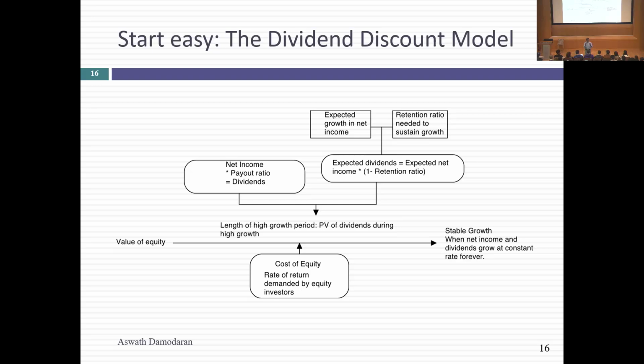Have you ever seen the equation for a growing perpetuity? When I tell you there's a cash flow growing at 3% a year forever, it's a very simple present value equation. You take the expected cash flow and you divide by R minus G. It's not magic. Mathematicians discovered this equation 200 years ago. It's an infinite series in math.